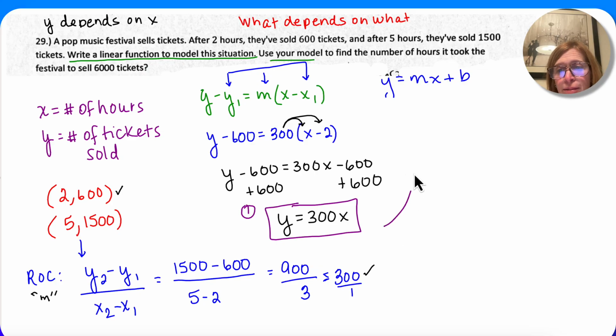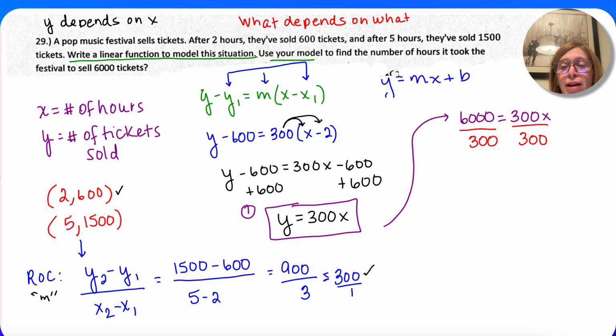Part two says, use your model to find the number of hours it took to sell 6,000 tickets. They're giving me my y and asking me for my x, so I'm going to substitute 6,000 in for y into the equation and solve. I'm going to divide both sides by 300. The trick on division here is that I can cancel 2 zeros, so I have 60 divided by 3, which is 20.